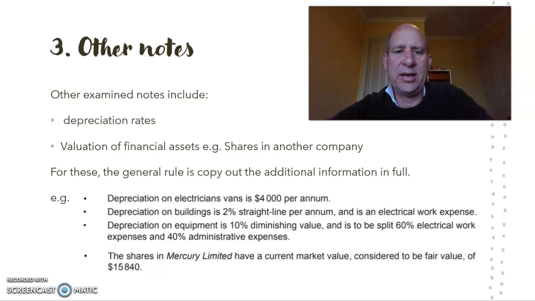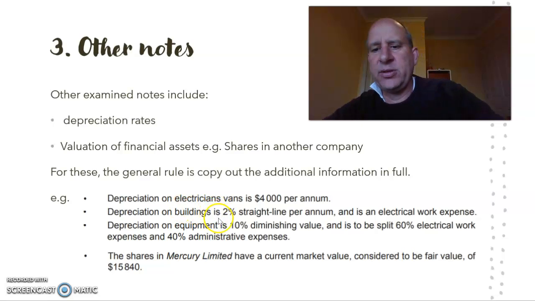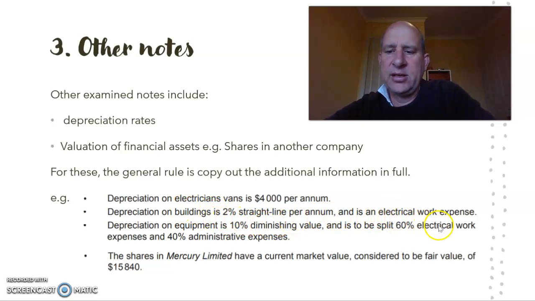So the first one you'll get is depreciation rates. This is a note to the income statement. And you can see here, this is from the 2018 paper. It says depreciation on electrician's van is 40,000 per annum. So that's what you write, and you get a mark for that. It says depreciation on buildings is 2% straight line per annum, and as an electrical work expense, again, you just copy that out into the exam, and that gives you a mark. And the last one, diminishing value, copy it out, put it in your exam, and that gives you a mark.